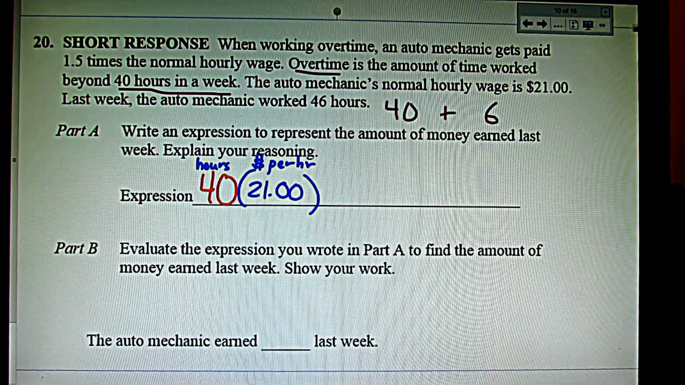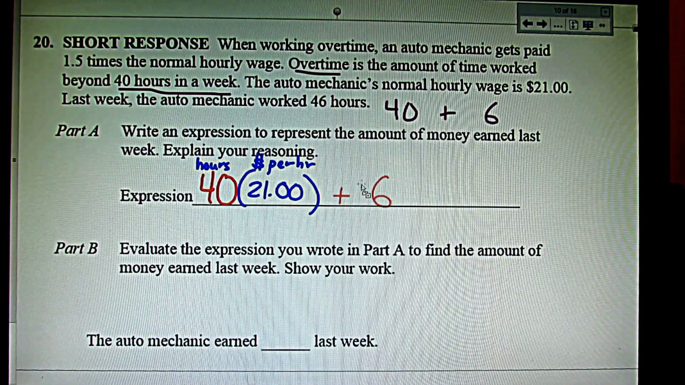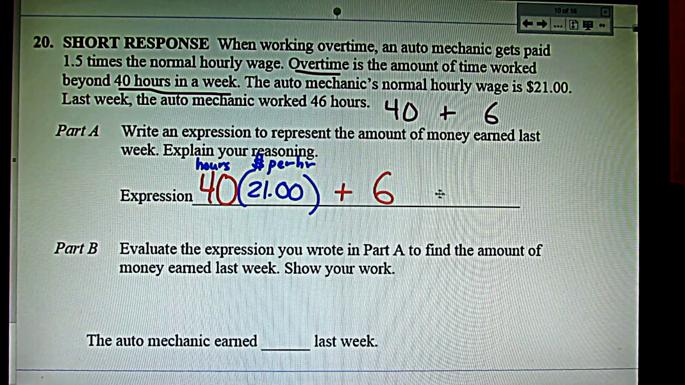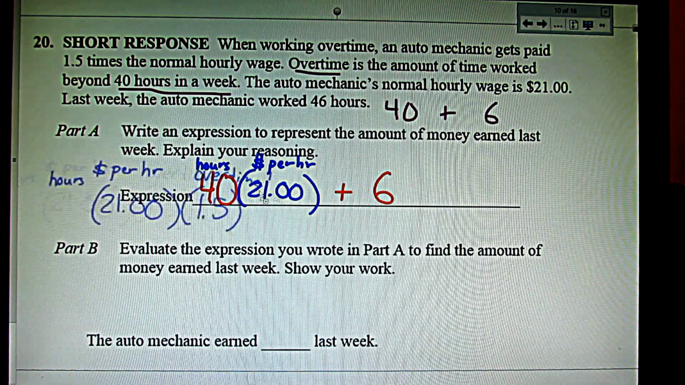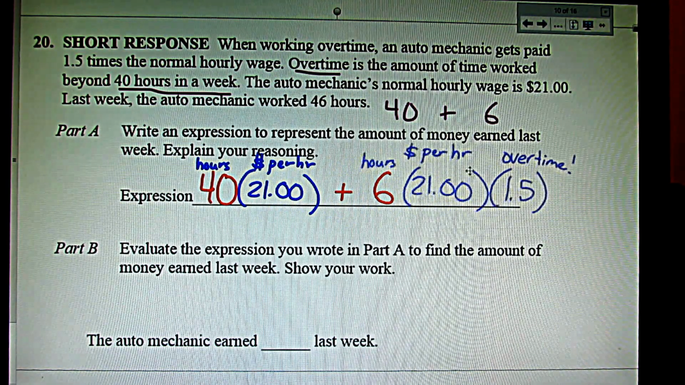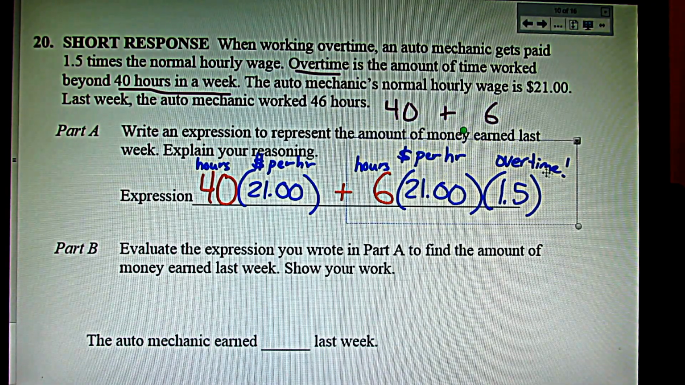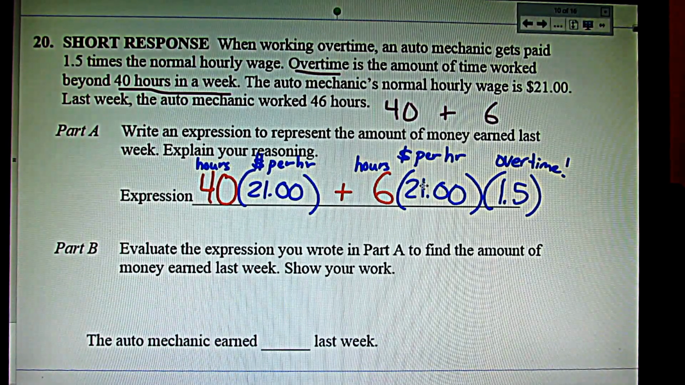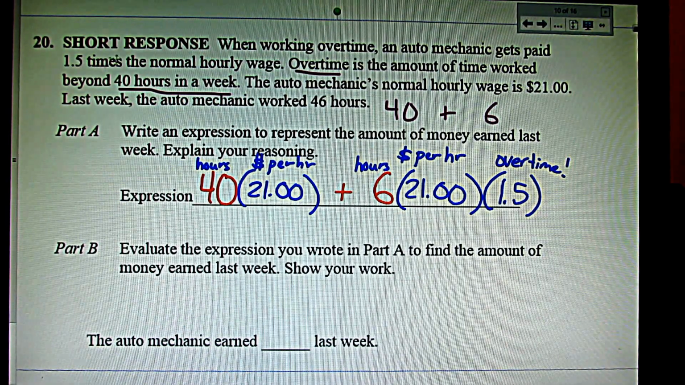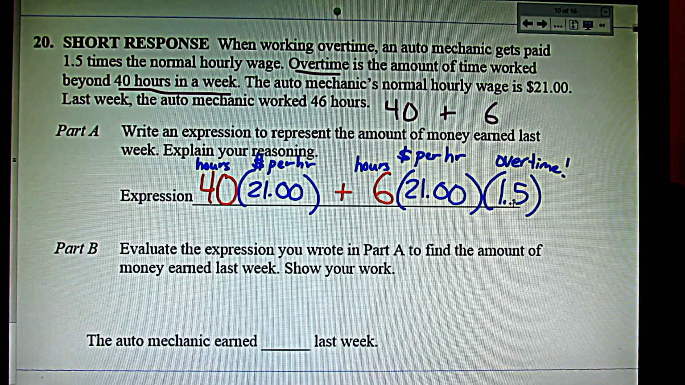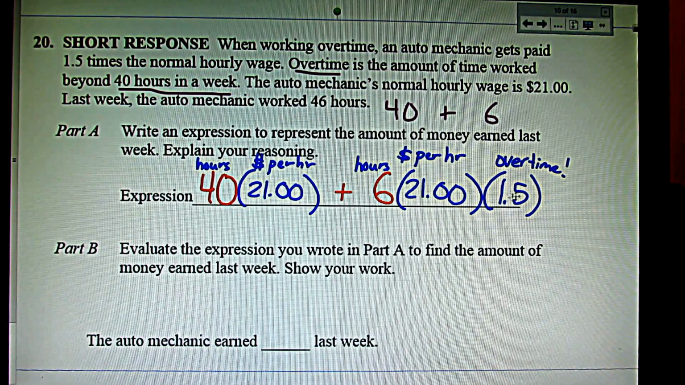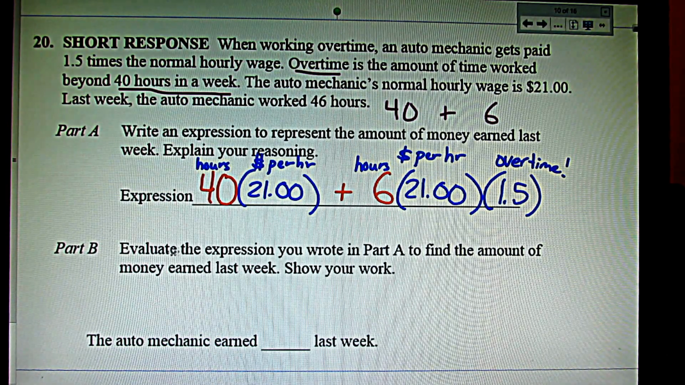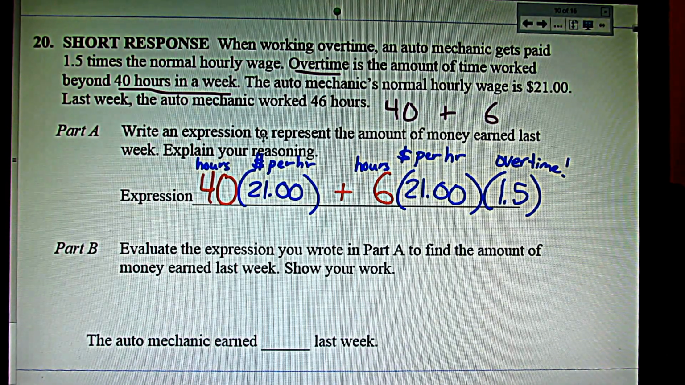Okay. Now, I have to add that to my 6 hours of overtime pay. I still get paid $21 per hour, except I also get paid extra overtime, 1.5 times that amount, 1.5 times the normal hourly wage. Okay, so this whole expression is representing how much money I earned. That's it. I can leave it like that. It's just an expression.